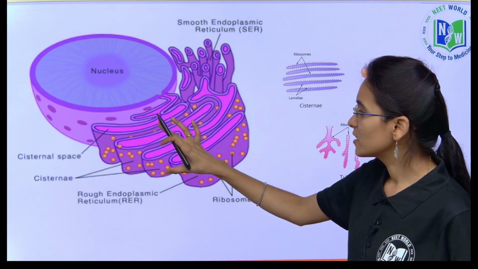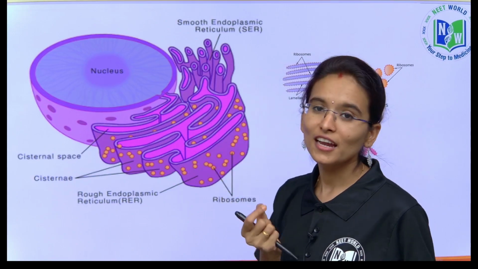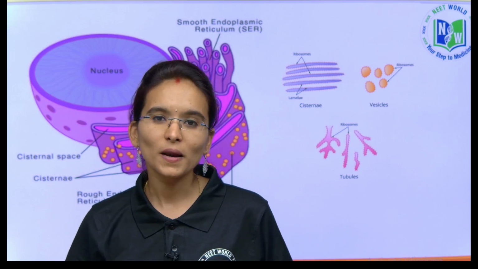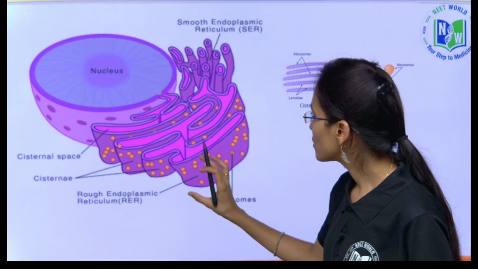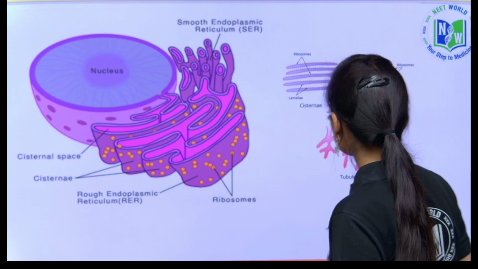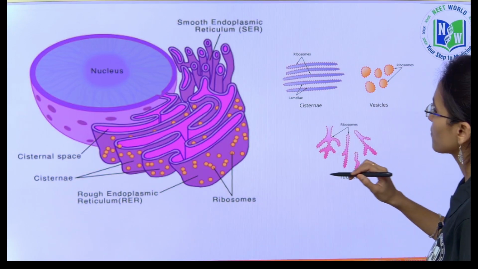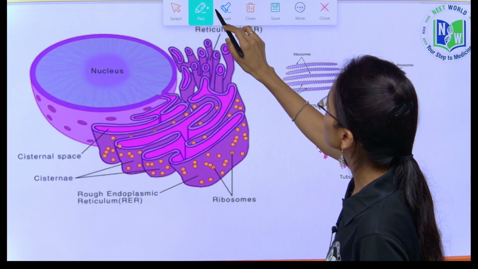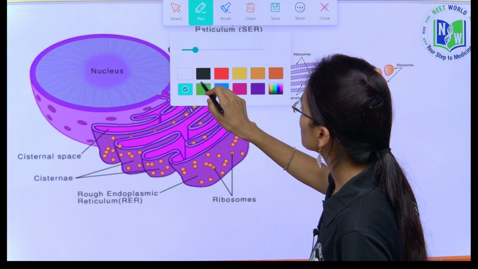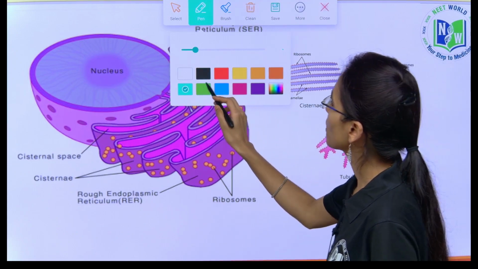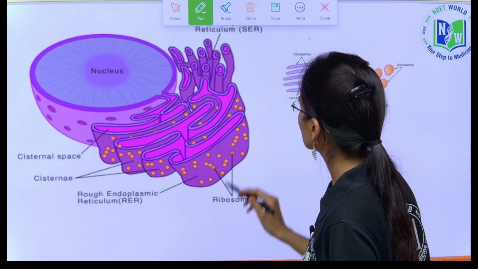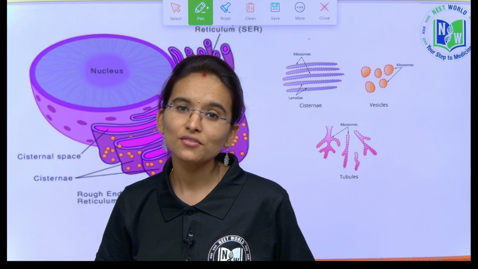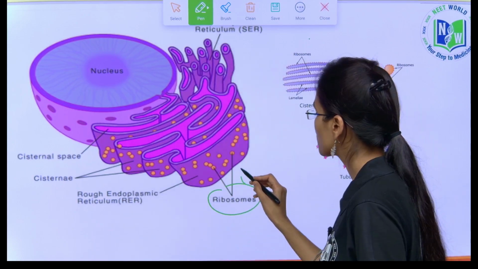If we see here, there are some granular structures attached to the endoplasmic reticulum, and those granules are called ribosomes. In the previous session we discussed what ribosomes are. So let me know from you, what are ribosomes, children? Ribosomes are the main site for the synthesis of proteins.